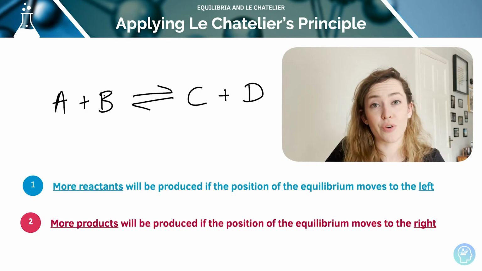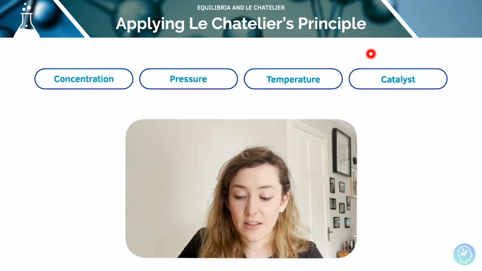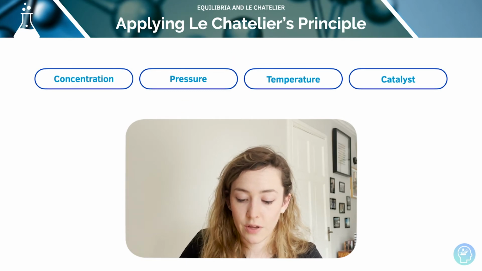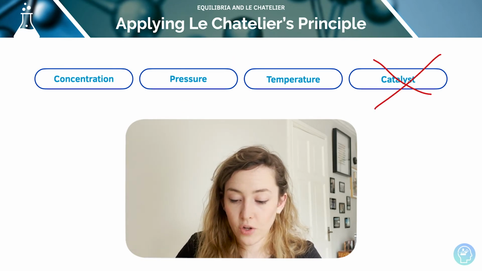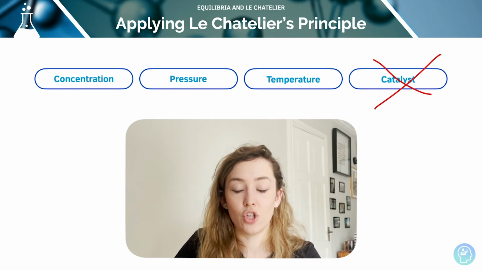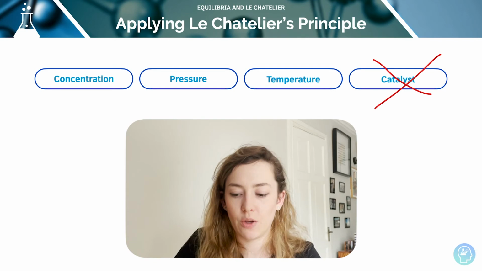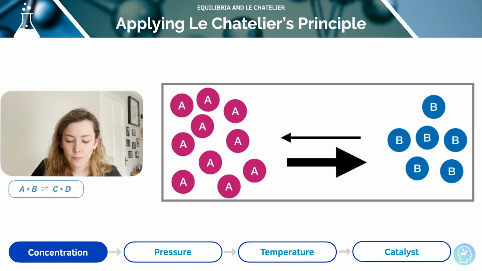And that's helpful for industry. As I said, these are the factors that are going to affect the position of equilibrium: concentration, pressure, temperature, and not a catalyst. A catalyst is not going to affect the position, but it will affect the speed at which you reach equilibrium. So here is an increase in the reactants.